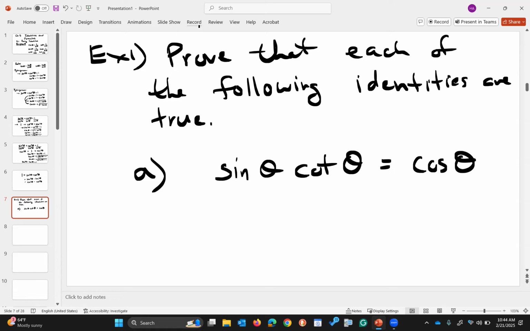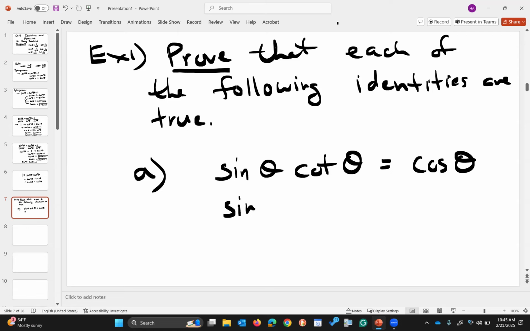Are we good? Okay, so what do we do here? 99.5% of the time, we change everything to sines and cosines. That 0.5% of the time, sometimes we'll change it to tangent, very rarely, just to make it easy on ourselves. But let's go with it here. Notice real quick, we are proving an identity. We're not solving an equation. So we're not trying to move anything to the side. We're just trying to make sure the right side and left side are exactly the same eventually.